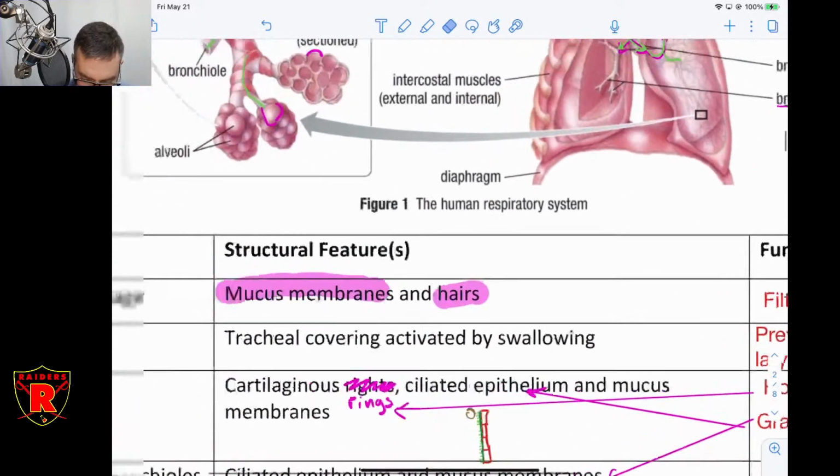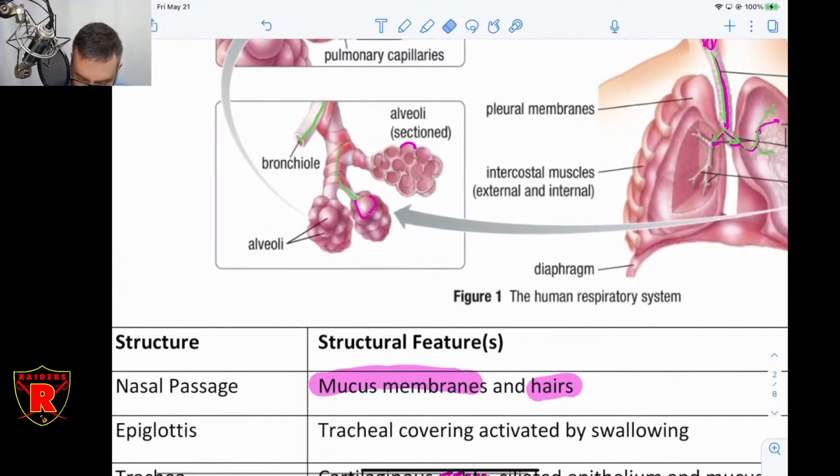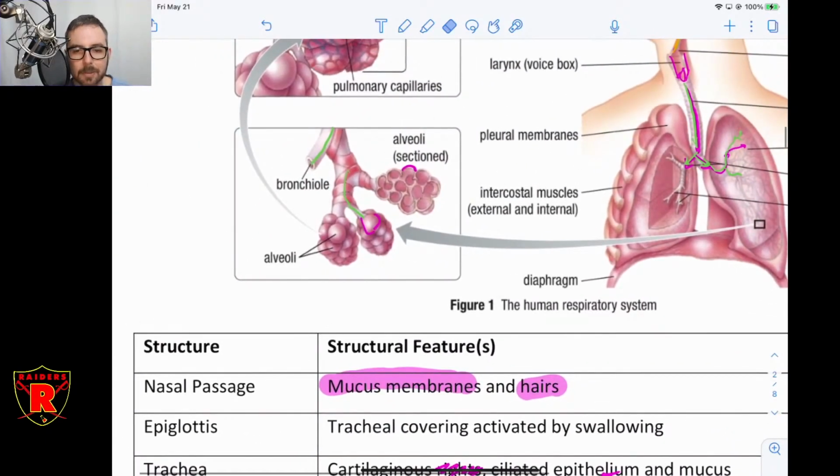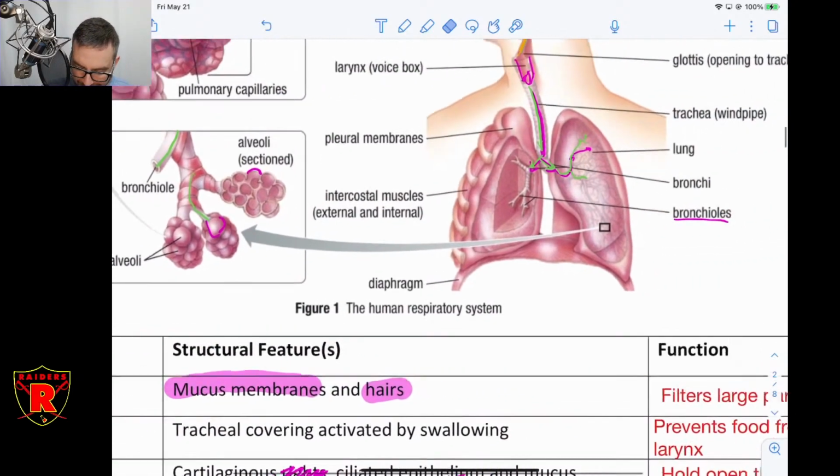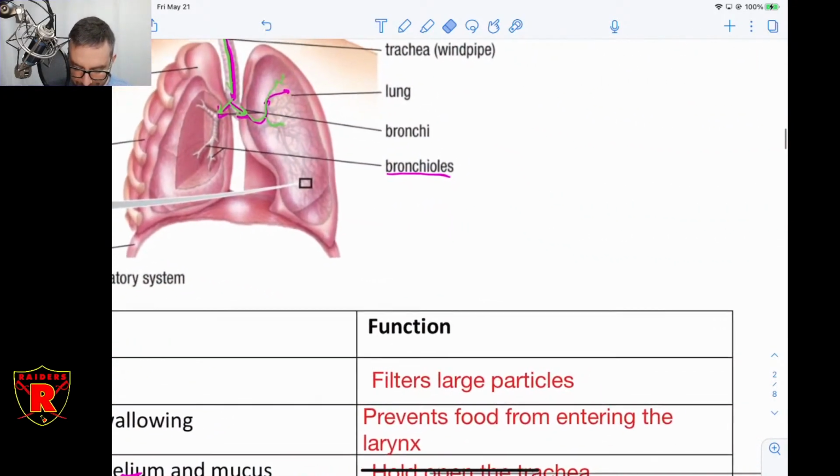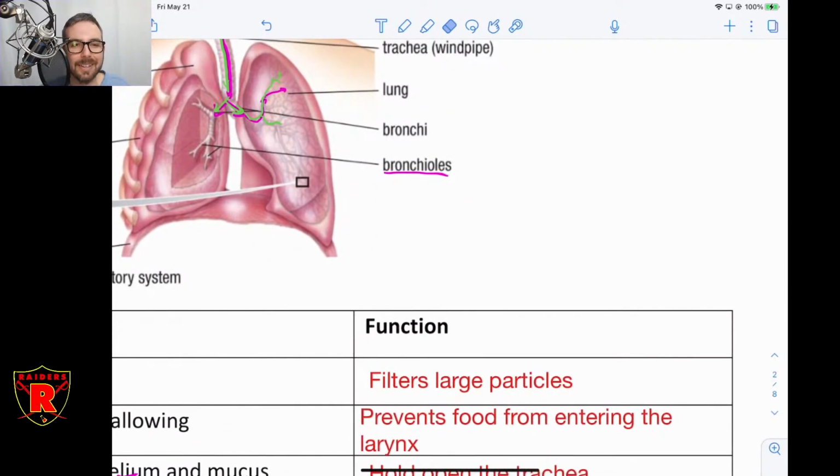I think I mentioned it down here. So I've got the epiglottis, which is a tracheal cover activated by swallowing. Pretty important for our survival to cover up the trachea every time we swallow food. Otherwise, half of it would go through the larynx and into the trachea. So it prevents food from entering the larynx. The larynx is where your vocal cords are located.